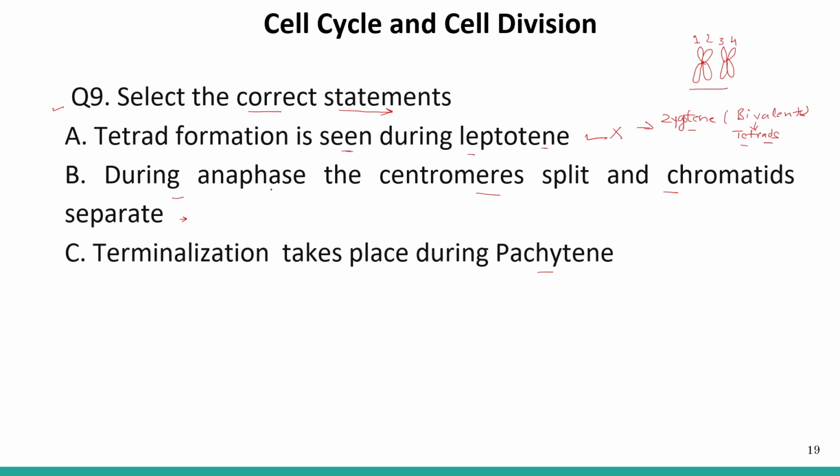Now they are saying during anaphase, the centromere splits and the chromatid separate. Alright, this we already know. Centromere splitting takes place during anaphase and the chromatid separate during the anaphase of mitosis and the meiosis too. So this is correct. Terminalization takes place during the pachytene stage. Alright, which is again not true, because terminalization takes place during the last stage, diakinesis. Terminalization of chiasmata they are saying.